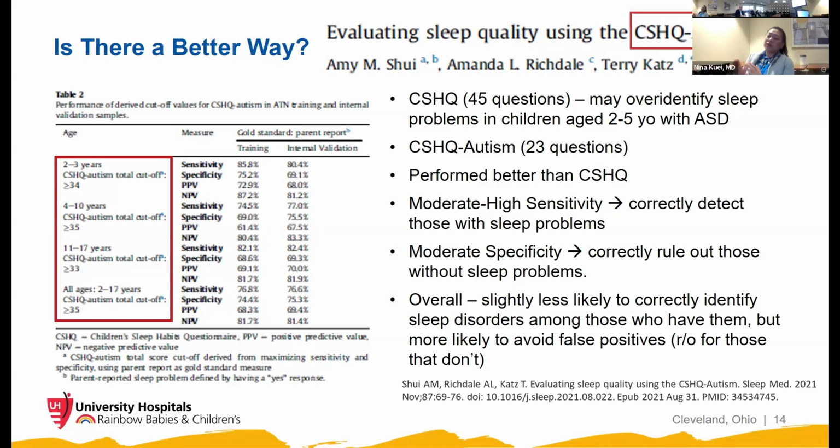But when we talk about specificity, this is where it really shines. It has moderate specificity. The beauty of this is that it correctly rules out those without sleep problems, especially in that 2 to 5-year-old age group. So you're more likely to avoid false positives and intervene in a different way, potentially. On the left is a table that talks about the sensitivity, specificity, PPV and NPV, as well as the new cutoffs based on this modified questionnaire.